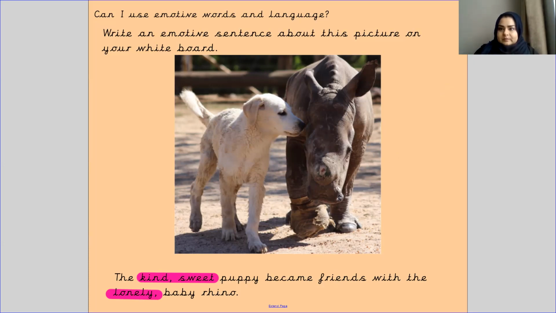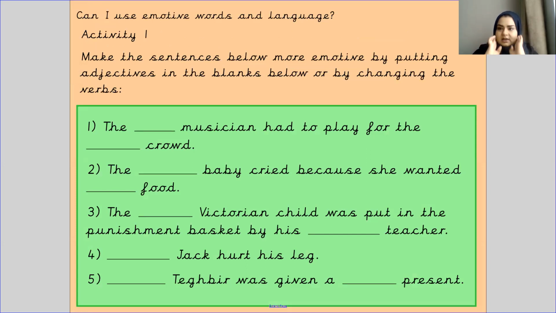Now, your tasks today are the following. Activity 1 is make the sentences below more emotive by putting adjectives in the blanks below or by changing the verbs. So if you do activity 1, please pause the screen on this activity. Okay.